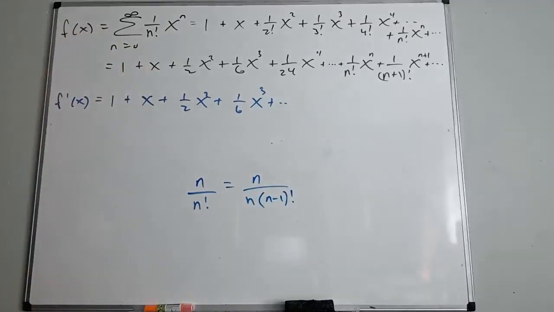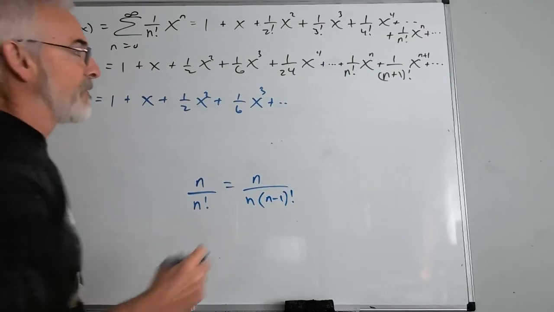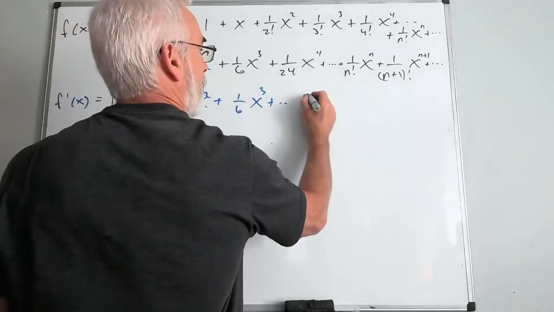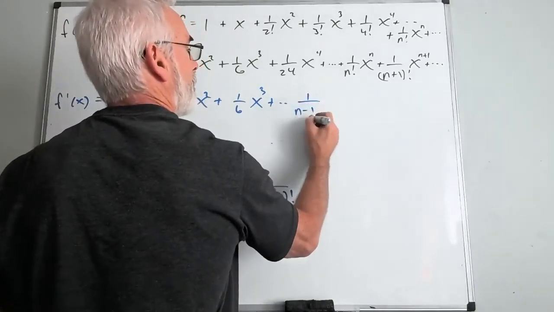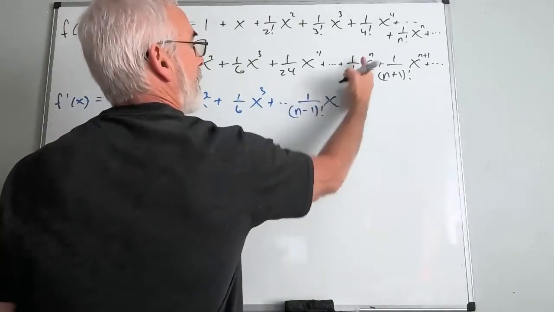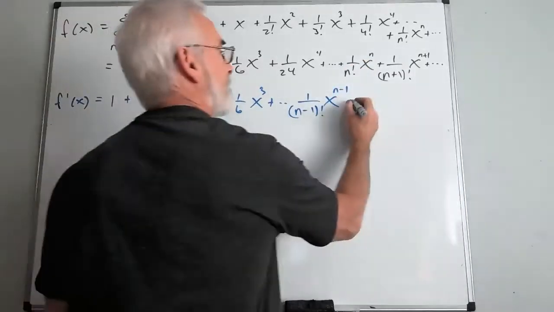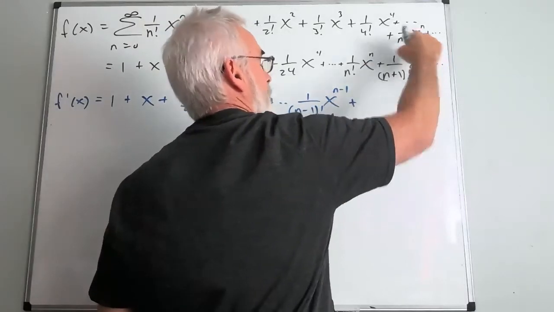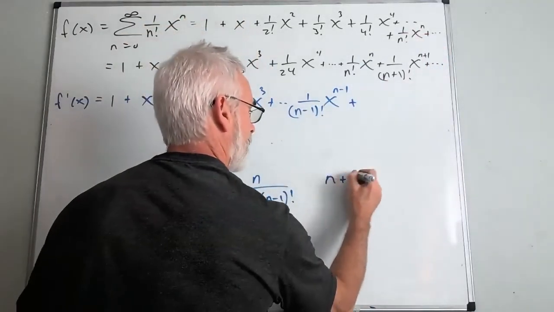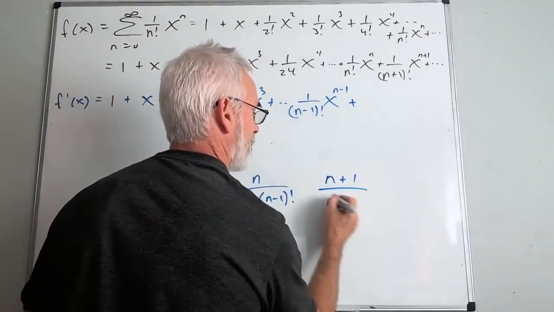Isn't that true? Yeah. So what would this be? 1 over n minus 1 factorial, x to the n minus 1. And then the next one would be n plus 1 over n plus 1 factorial.